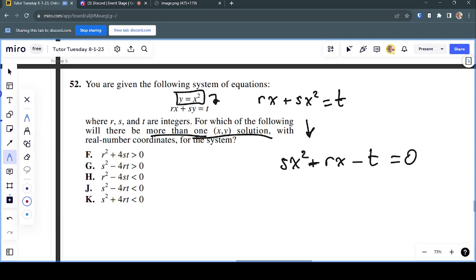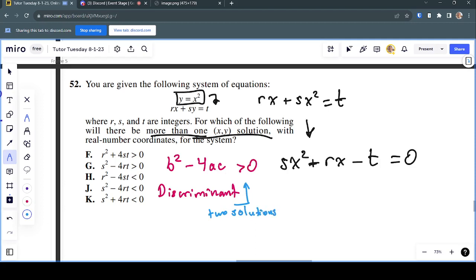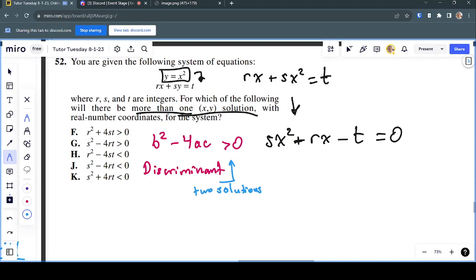Now in a quadratic, if you've ever heard of the discriminant, this is a value that can tell us how many solutions a system has, or a quadratic has. The discriminant is defined as b squared minus 4ac, and it's the part underneath that square root in the quadratic formula. If b squared minus 4ac is greater than 0, that implies we have two solutions. So I'm going to try to get the discriminant of this whole thing so I can get more than one xy solution.